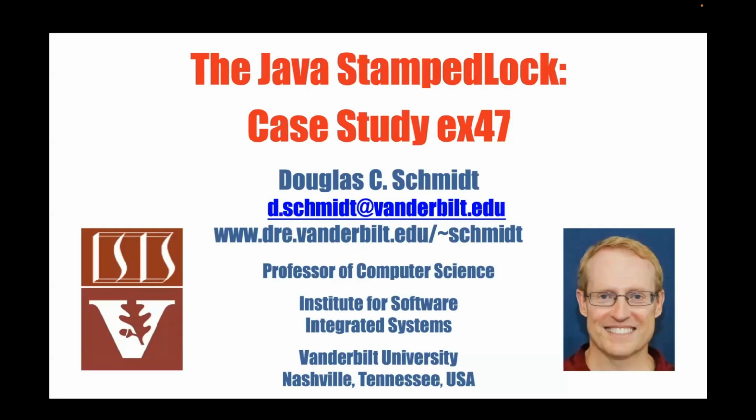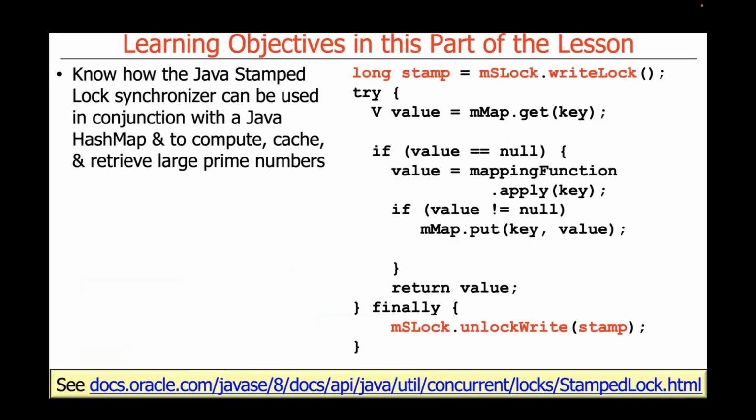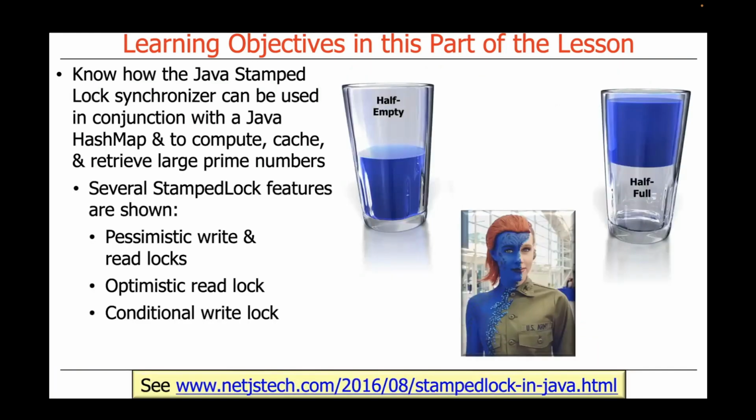We're now going to cover case study ex47. This case study showcases Java StampedLock as well as other interesting Java object-oriented and functional programming features. In particular, we're going to show how a Java StampedLock synchronizer can be used in conjunction with a Java HashMap, not a concurrent HashMap, just a good old Java unsynchronized HashMap, in order to compute, cache, and retrieve large prime numbers. And we're going to show off a bunch of StampedLock features.